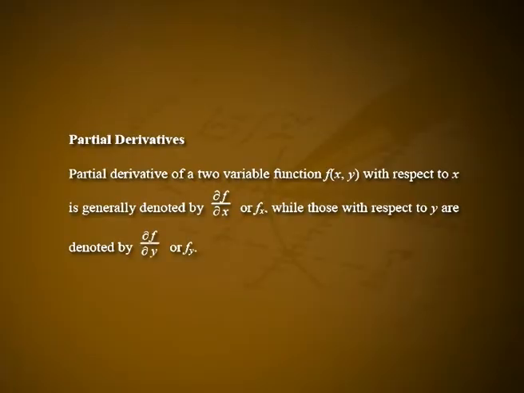Partial derivative. We are familiar with functions of several variables. The ordinary derivative of a function of several variables with respect to one of the independent variables, keeping all other independent variables constant, is called the partial derivative of the function with respect to that variable. The partial derivative of a two-variable function f(x,y) with respect to x is generally denoted by ∂f/∂x or fx, while that with respect to y is denoted by ∂f/∂y or fy.